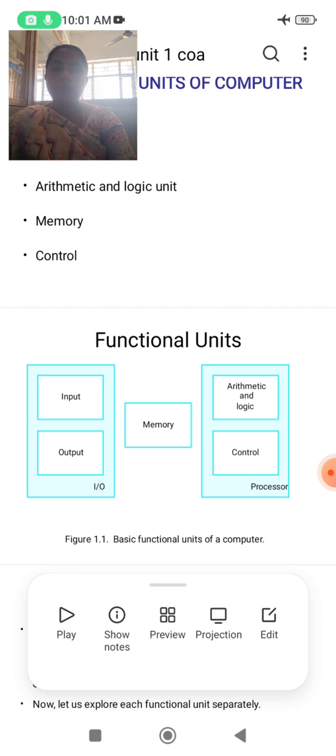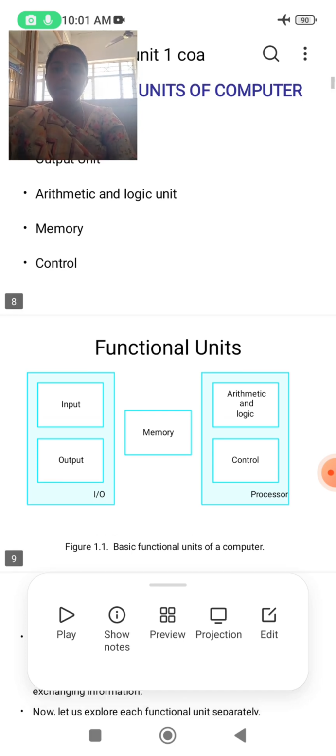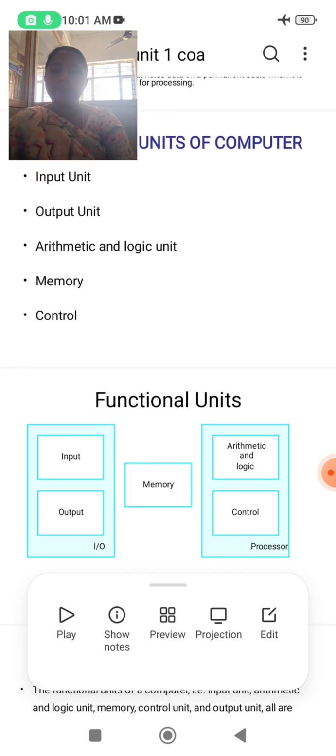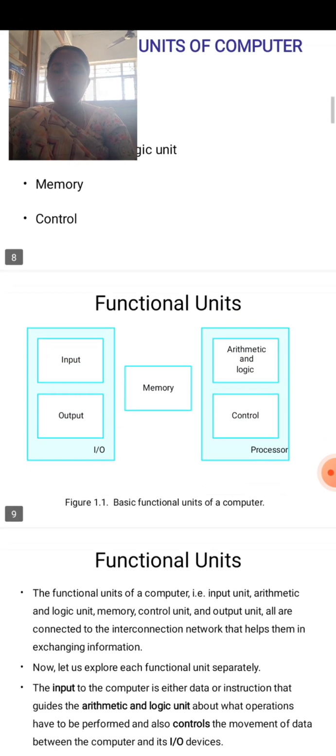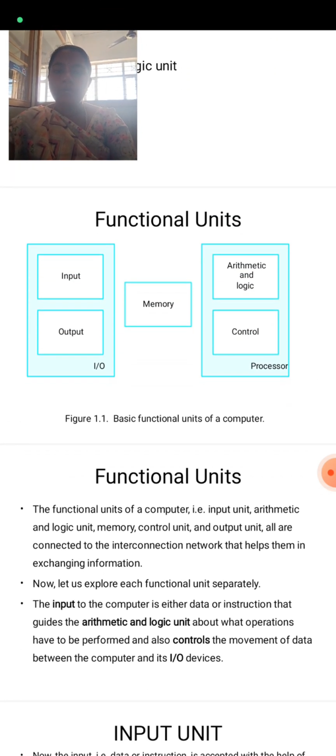Now we are going to see about the functional units of computer. There are 5 types of functional units of computers. They are input unit, output unit, arithmetic and logic unit, memory unit, and then control unit. This is the block diagram of functional unit.